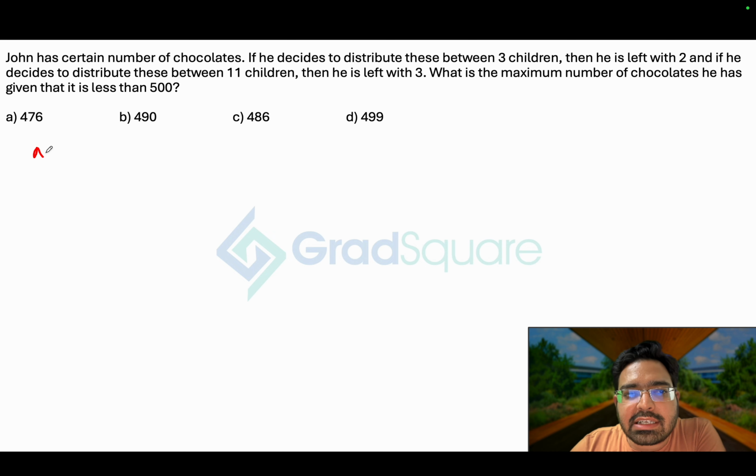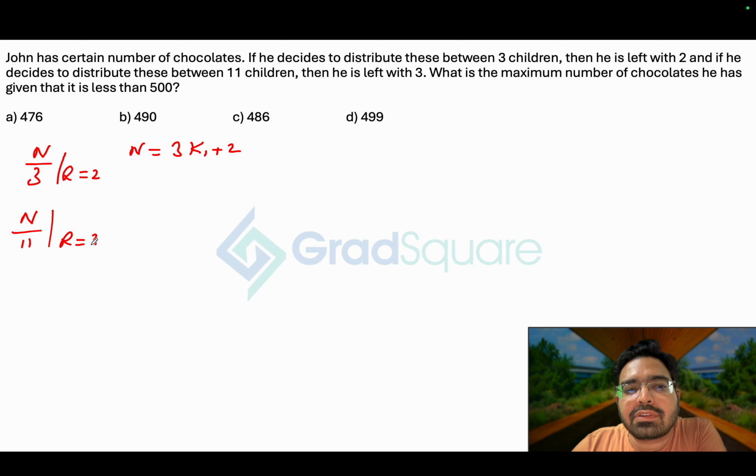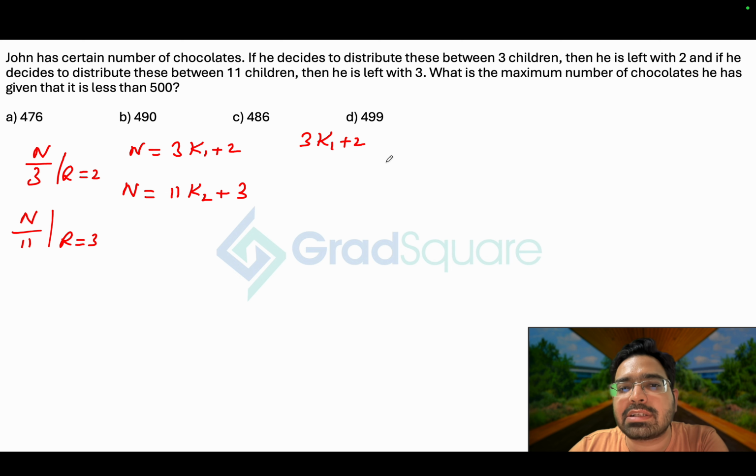Now the number of chocolates that he has got, he wants to divide among 3 children. He is left with a remainder of 2. That means the number n should be of the format 3k1 plus 2. Now, the same number of chocolates, if he divides between 11 of them, he gets a remainder of 3. Then the same number n must be of the format 11k2 plus 3. Correct? We are referring to the same number, and hence I can simply equate 3k1 plus 2 to 11k2 plus 3.